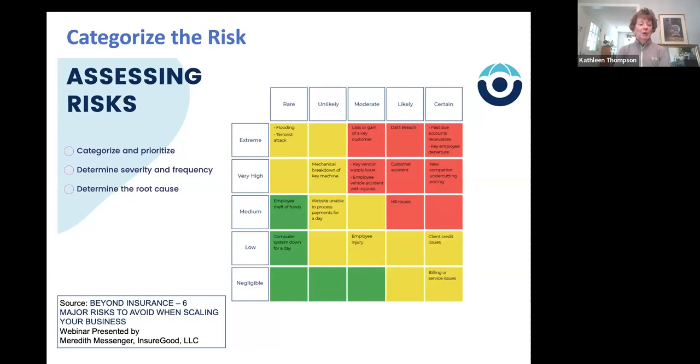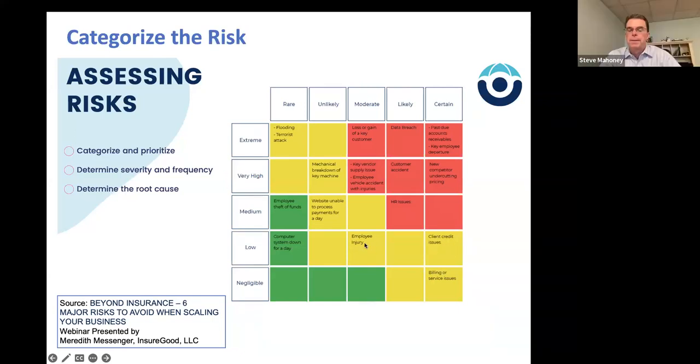And then yellow, you can decide whether you want to try to prevent it or you want to try to mitigate it if it occurs. And if it were me, I would try to prevent the ones that were more likely to happen and were middle of the road. So say the one that says employee injury.